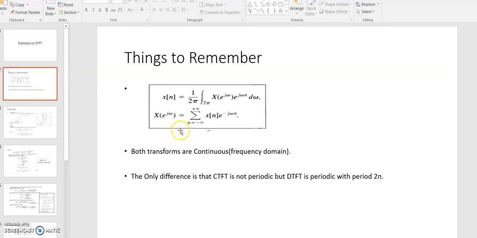First is the discrete time Fourier transform formula. It is given by this formula. And second is the IDTFT, inverse discrete time Fourier transform, and it is given by this formula. Second thing, you must know that the discrete time Fourier transform and continuous time Fourier transform, both transforms are continuous in frequency domain, right? And the third thing, that the discrete time Fourier transform is periodic with period 2 pi, while CTFT was not periodic, right?